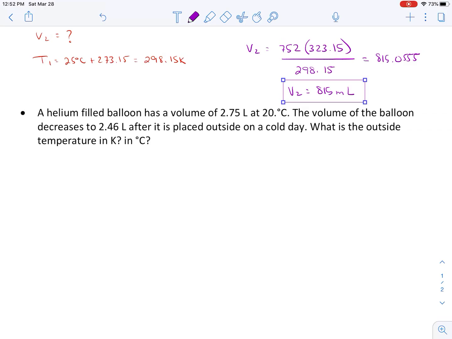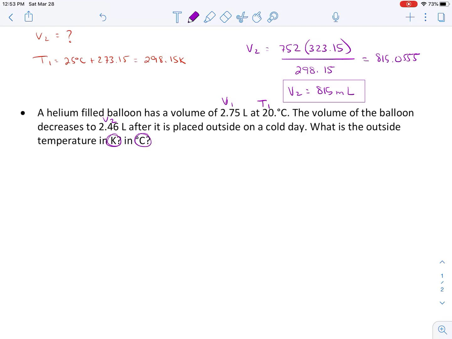All right, so let's look here. We have a helium-filled balloon that has a volume of 2.75 liters, so that's a volume, at 20 degrees C. That's T1. Those two go together. The volume of the balloon decreases to 2.46 liters. I'm going to have to squeeze that in there, but that's V2. After it is placed outside on a cold day. What is the outside temperature in Kelvin? And then what is our temperature in degrees Celsius?